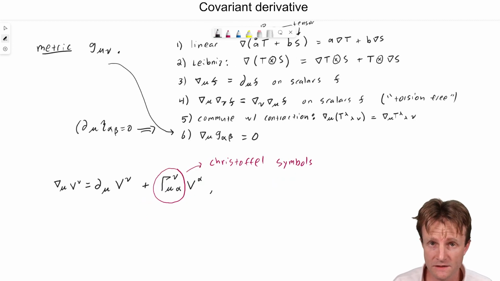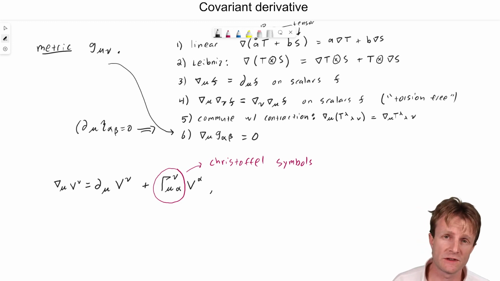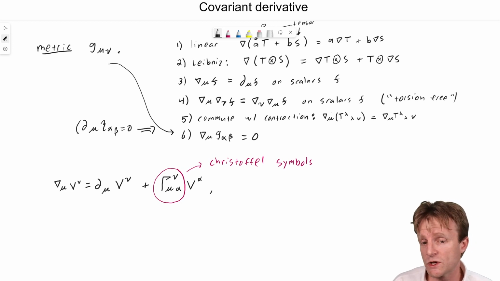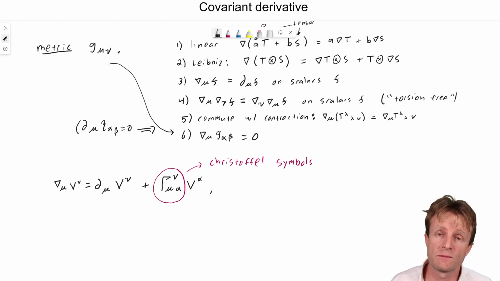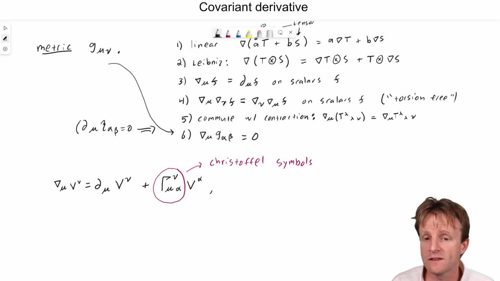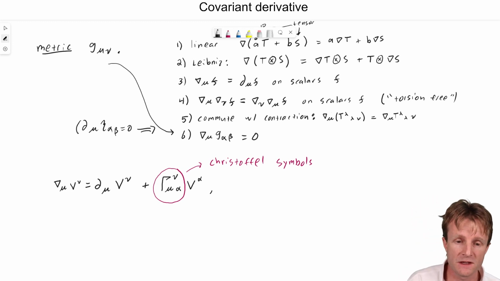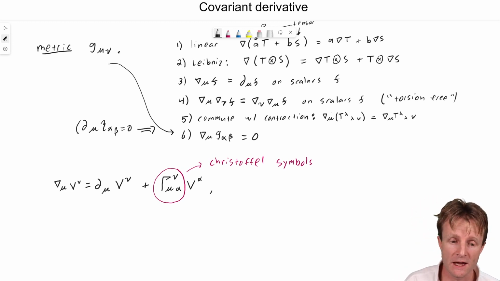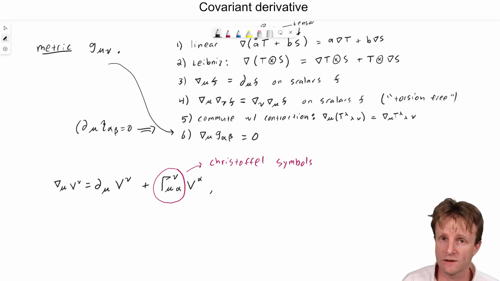This gives us a derivative that acts on vectors. We'd also like to be able to take derivatives of 1-forms and higher rank tensors. And we could just do the same thing and introduce some different Christoffel symbols for each kind of tensor. But we've added these additional conditions to help us out so we don't have to do that. In particular, consider a one-form omega. How would we get a derivative of a one-form omega?